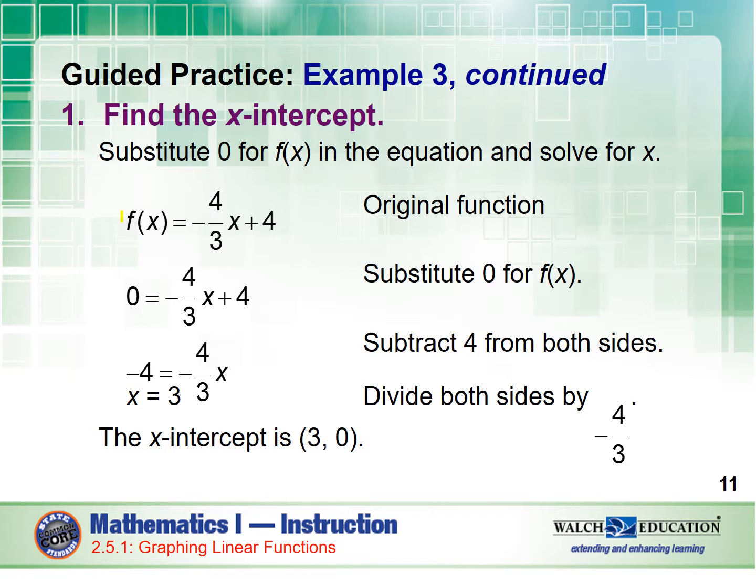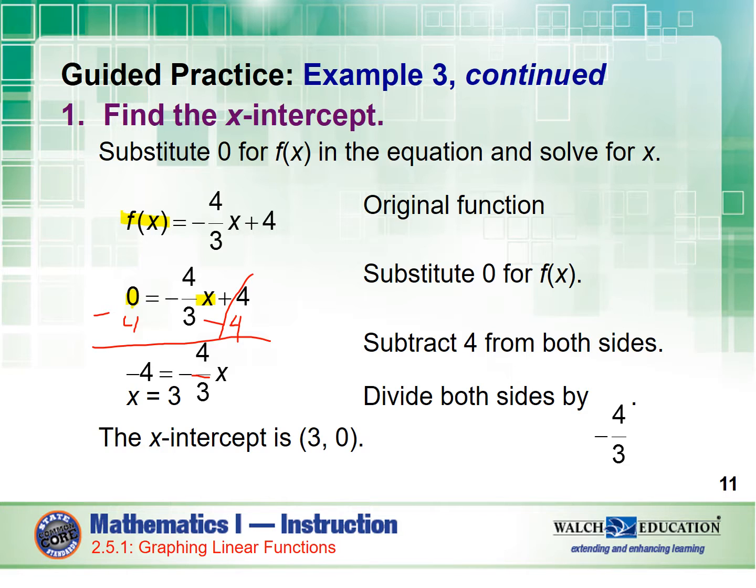So here's f of x. We're going to plug in a 0 here, and we're going to solve for x. In order to solve for x, we're going to move this 4 over to this side, which would cancel. Minus 4, these cancel. This leaves you negative 4 equals negative 4/3 x. That's just a fraction bar.